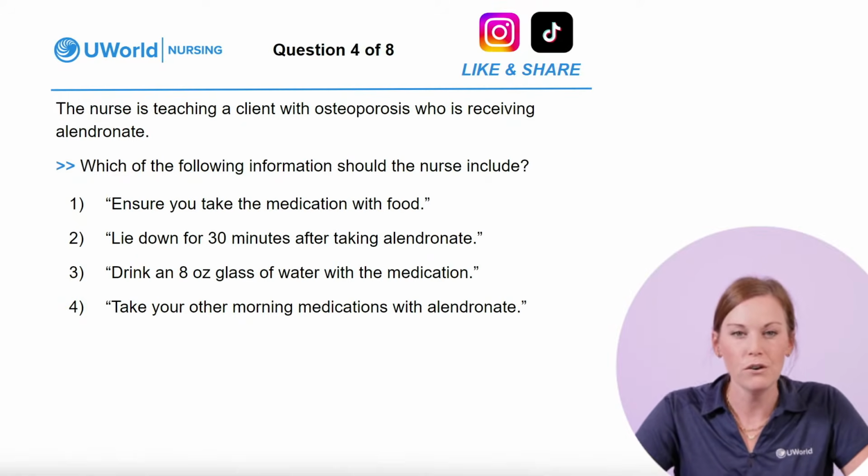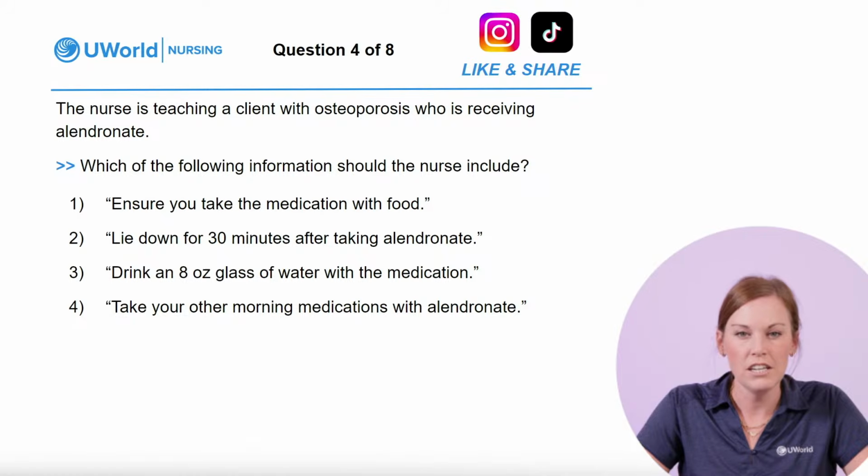All right, question 4, halfway mark. The nurse is teaching a client with osteoporosis who is receiving alendronate. Which of the following information should the nurse include? Option 1, ensure you take the medication with food. Option 2, lie down for 30 minutes after taking alendronate. Option 3, drink an 8-ounce glass of water with the medication. Option 4, take your other morning medications with alendronate.